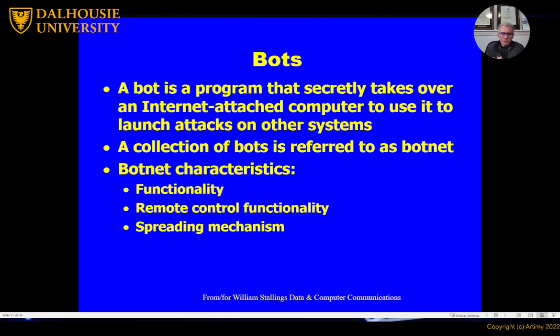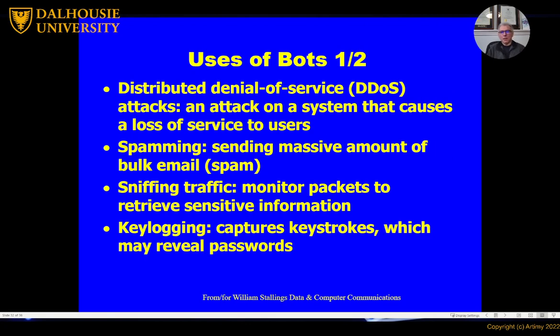So your computer may be hosting one of these bots without being aware of it, right? And it may be participating in this harm without you knowing. So the collection of bots is referred to as a botnet. I already explained how it works, but we'll see the slides here.